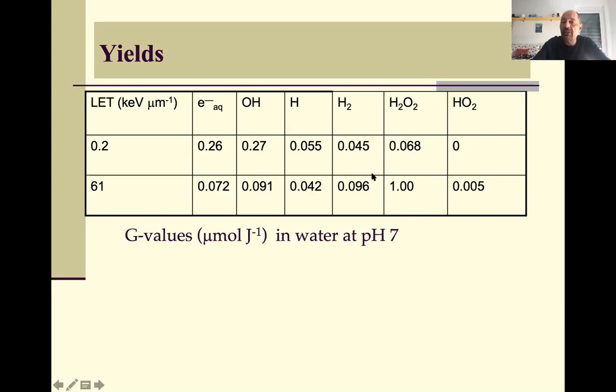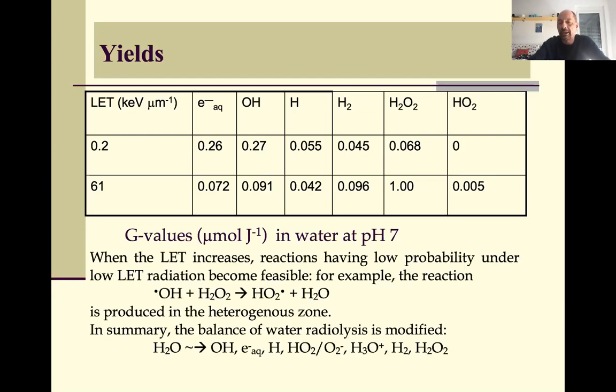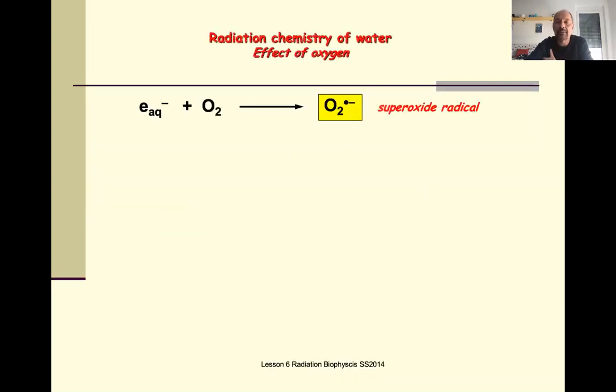So you see that, interestingly, essentially all G values are reduced when you use high LET, including, for example, the OH radical, which goes from the very high level of 0.27 to only 0.091. But the G value for the recombination products, like hydrogen peroxide, goes up, because now you are making more recombination than you were doing before. Okay, and this is an explanation of what I just said.